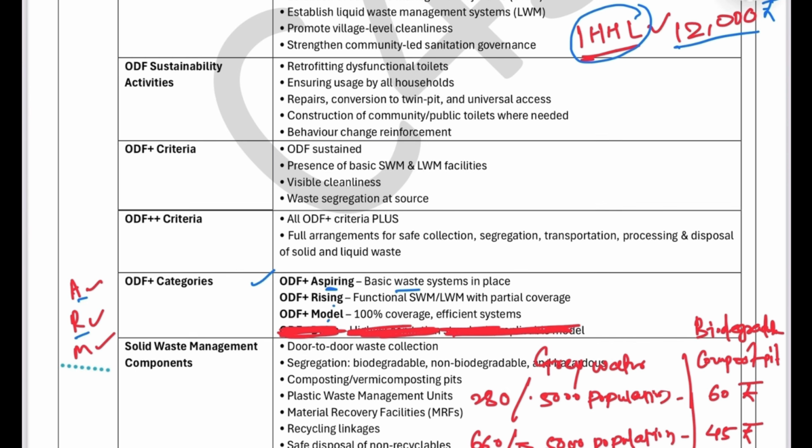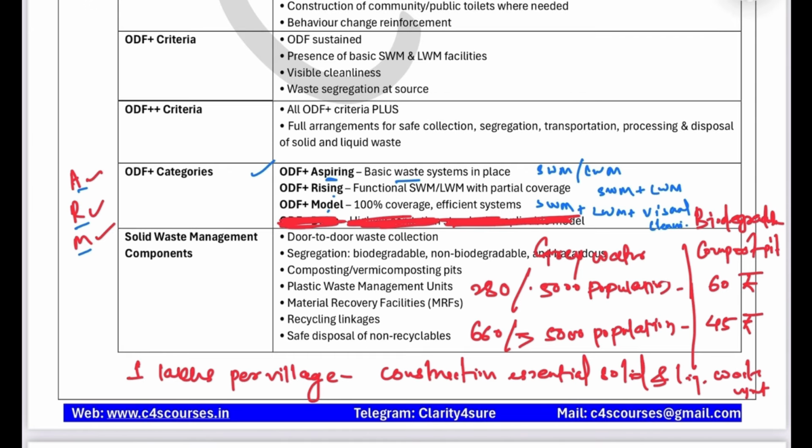Under this Swachh Bharat Mission Gramin, we have three categories: aspiring, rising, and model. Aspiring is where you have at least solid waste management or liquid waste management, either one. In ODF Plus rising, you have both solid waste management plus liquid waste management. And in model, it is solid waste management plus liquid waste management and visual cleanliness. These are the criteria to achieve a particular category.